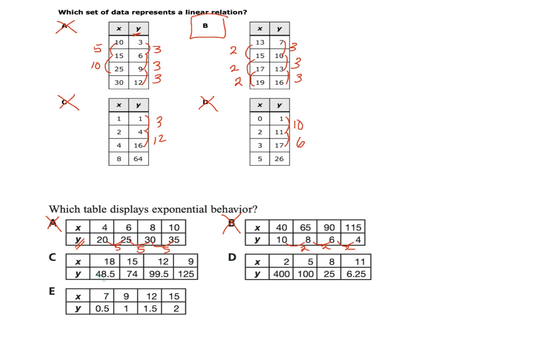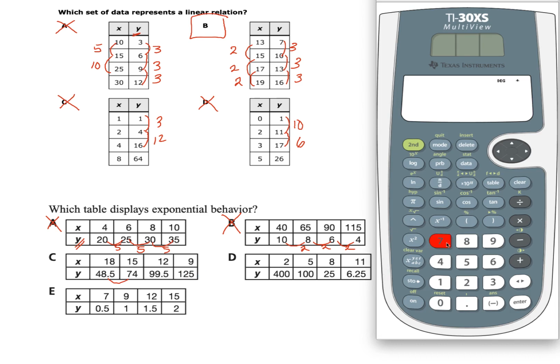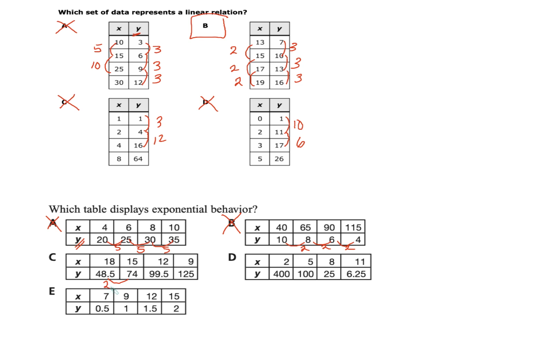When we look at C, so again, look at it. Is there a drastic increase? Is it increasing drastically? This doesn't look like a drastic increase. Again, if you look at the difference, I'm going to get my calculator. So if I find the difference between 74 and 48.5, that's a difference of 25.5. The difference between 99.5 and 74 is also 25.5. So this is again not an exponential function. So we can eliminate C.